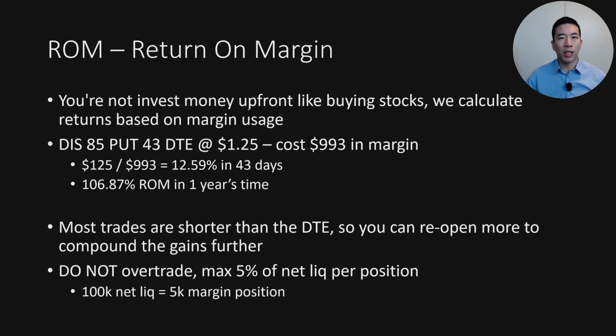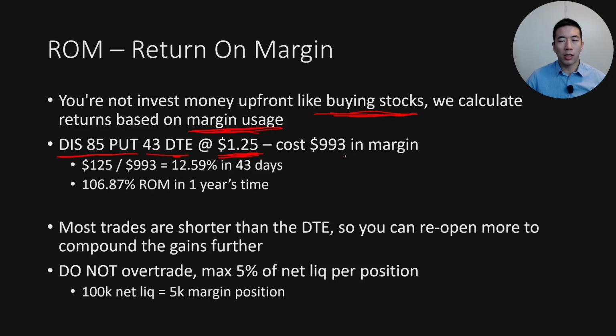Since we're not investing money up front like buying stocks, we will be calculating the returns based on the margin usage. And the margin usage will be much lower than the cash required for buying a stock. Let's go ahead and start with an example of how we'll calculate the returns. If we were to look at the 85 strike put for Disney, DIS, 43 days, we will collect $1.25 per share. So we'll collect $125 in premiums.